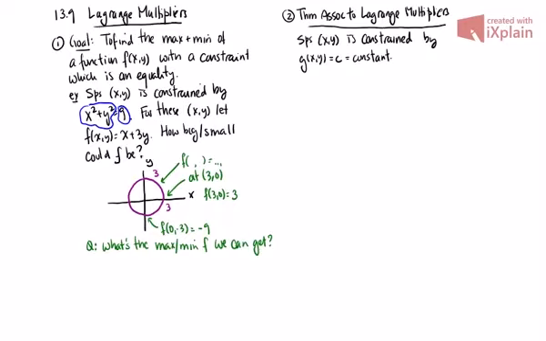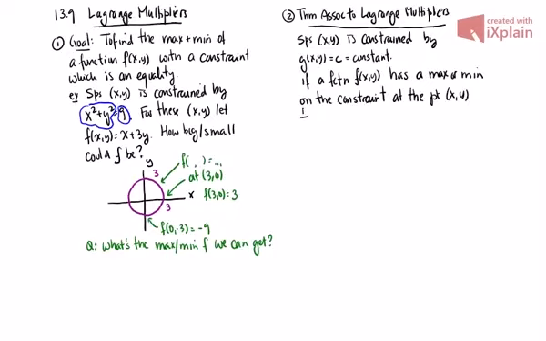Now the way the theorem works is as follows. If a function f of x, y has a max or min on the constraint, officially subject to the constraint, but we can say on the constraint if we're thinking visually, at the point x, y, then what turns out to be the case is that the gradient of f equals lambda times the gradient of g for some number lambda.